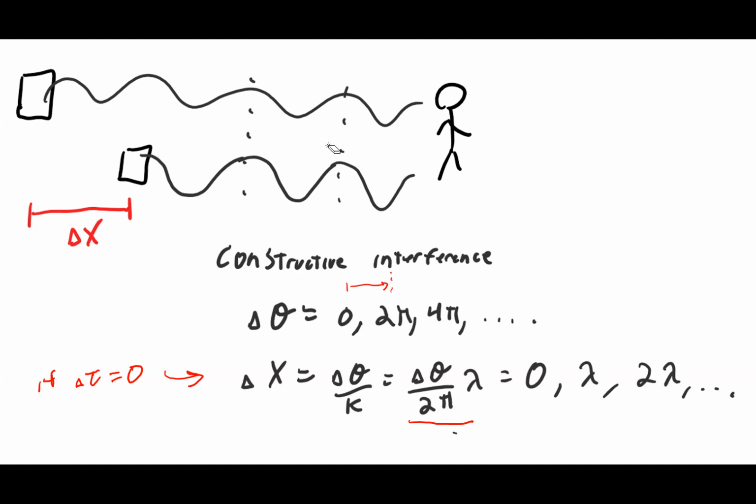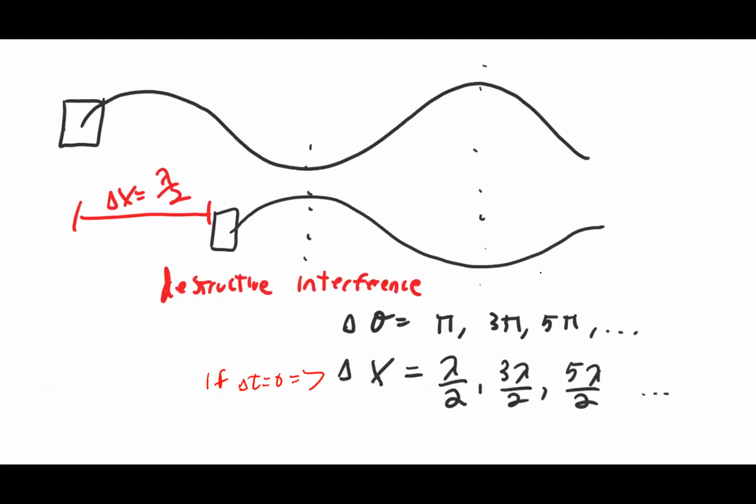So in this case, if I have no time delay, or if I have two coherent sources, then the path difference will be given by the phase over k, or the phase times lambda over 2 pi. So the path differences that give me purely constructive interference would be 0, a wavelength, 2 wavelengths, 3 wavelengths, and so on. So any whole integer number of wavelengths in path difference would mean that my crests are still lining up with crests, and I have this constructive interference.